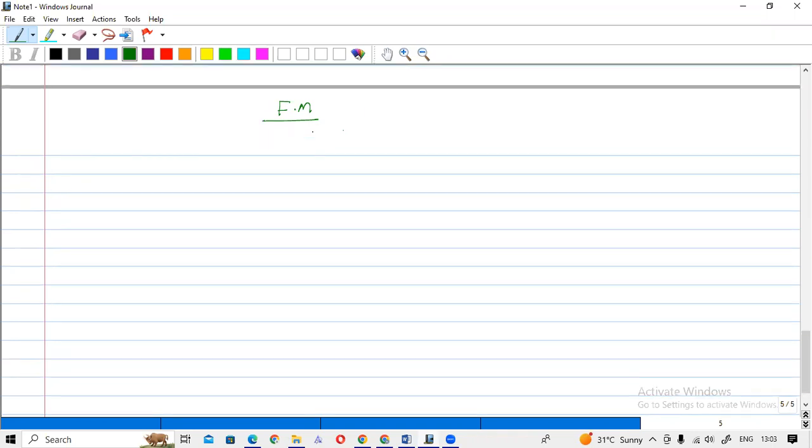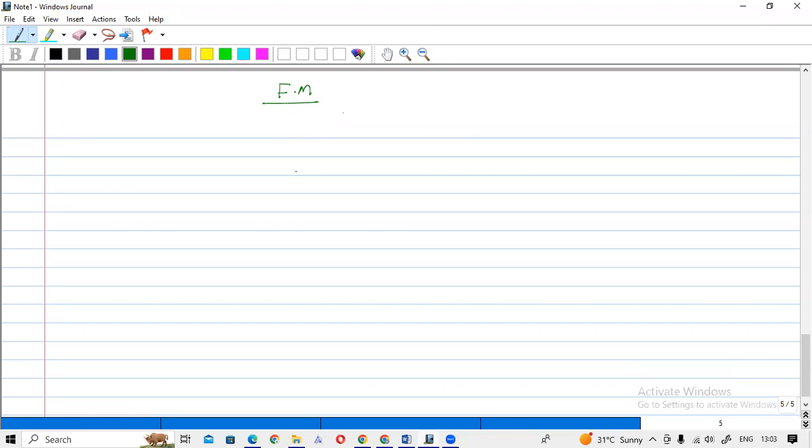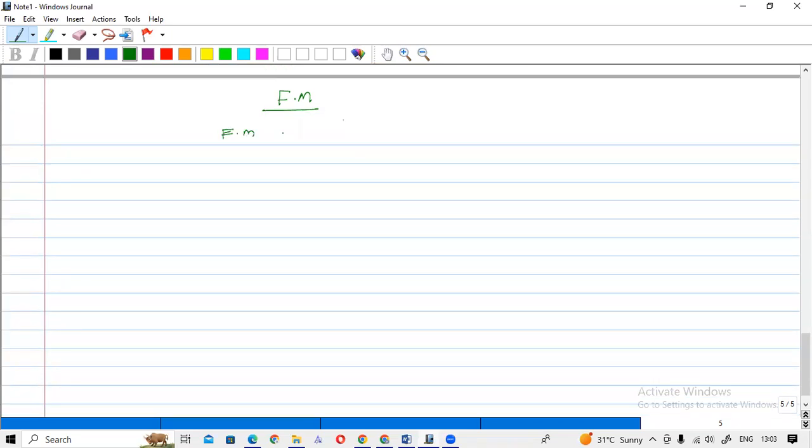So we will start frequency modulation. Normally, one thing is that this FM and PM, before that, I have explained AM, amplitude modulation, and DSB, SSB. Those are linear CW modulation techniques, continuous wave modulation techniques.